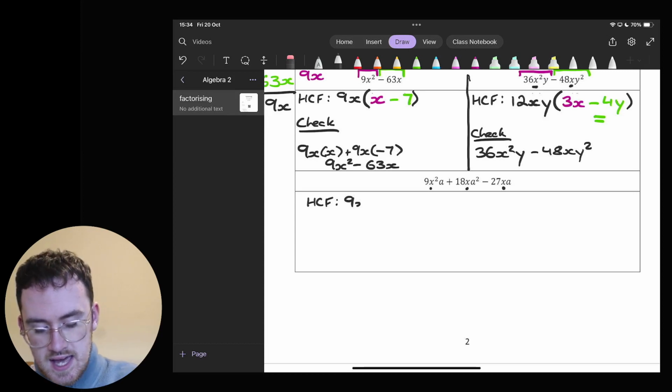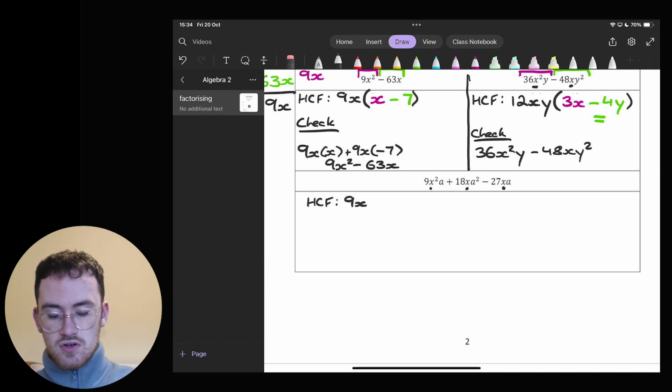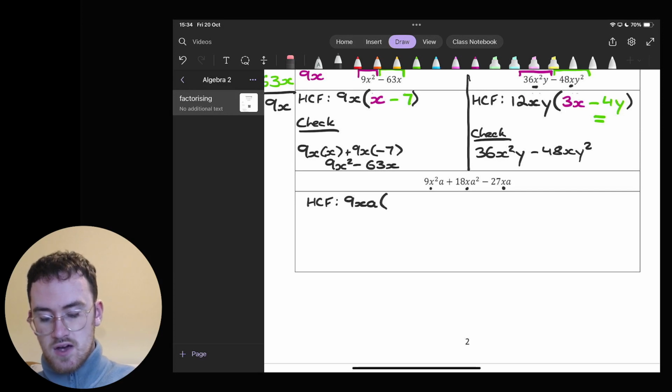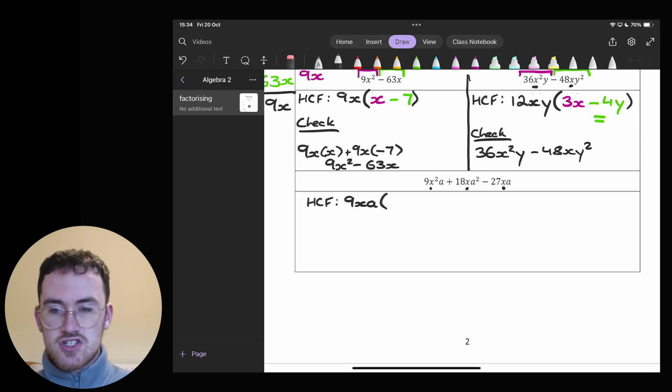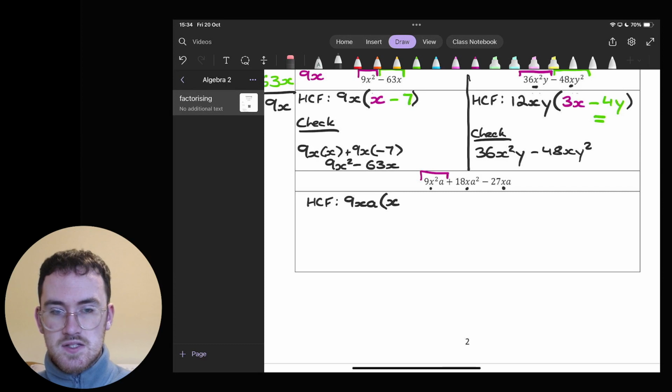So I'm going to say x, and then I need to look at my other letter, and I can see that I can in fact divide by an a as well, because they all have an a in each term, at least a minimum of a to the power of 1. Looking at the first term then, 9x squared a divided by my 9xa, all that's going to remain is the x, coming from the x squared.